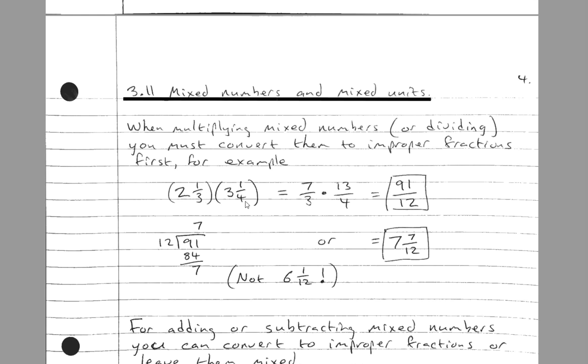2 1/3 is 7 over 3. 3 1/4 is 13 over 4. Multiply straight across, that's 91 over 12. So that's a good answer. And if you want to convert it to a mixed number, 12 into 91 goes 7 times, remainder 7. This 7 is this 7, and this 7 is this 7, so it's 7 and 7/12 as a mixed number.